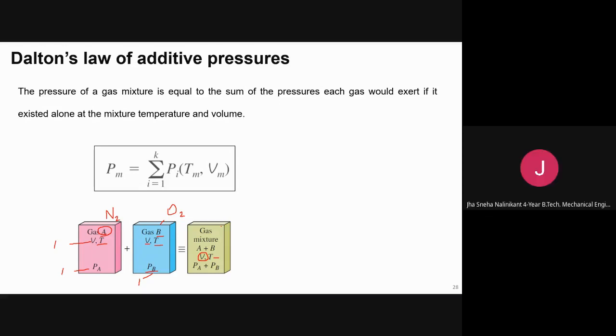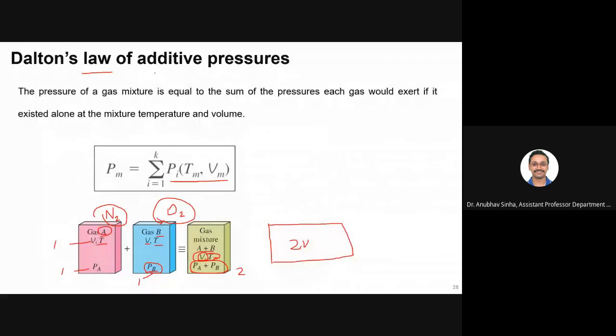It will add simply. It will add, so 2 atmospheres, 1 plus 1. So if I want to maintain 1 atmosphere, then I'll give a bigger box which has 2V, right? But limiting ourselves to Dalton's law, it says that if you maintain the same volume and temperature, then you simply need to add the pressure. You take the individual component, you take the pressure of this and pressure of this and just add. That's all. This is what Dalton's law of additive pressure says. Okay. Is it clear?